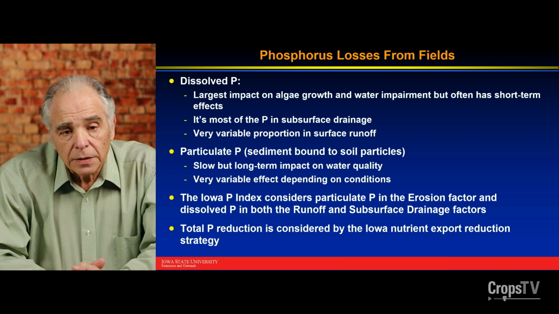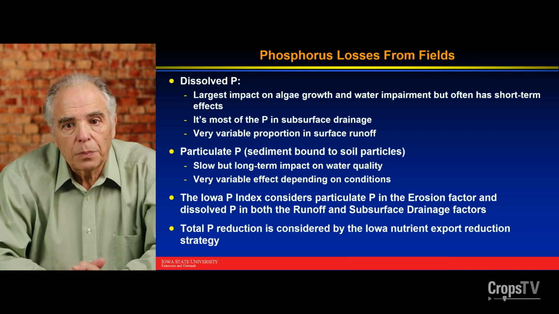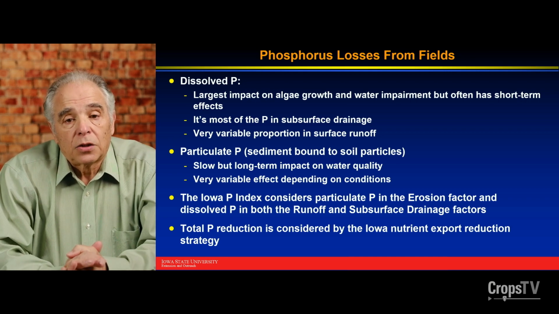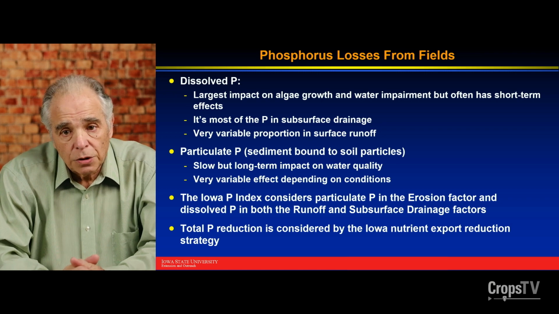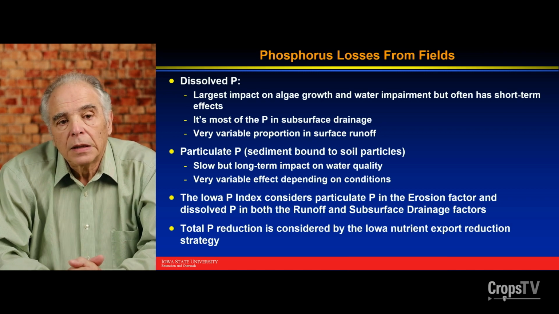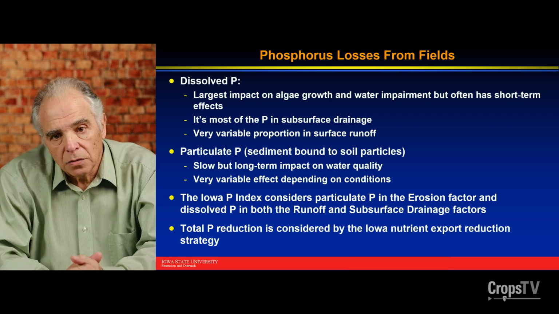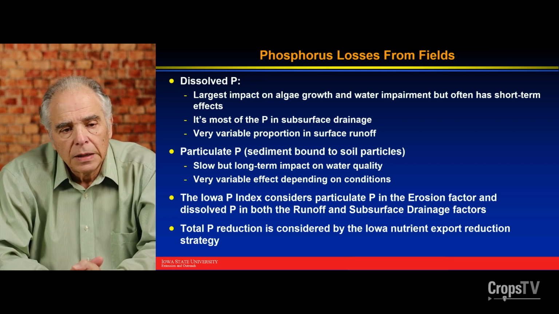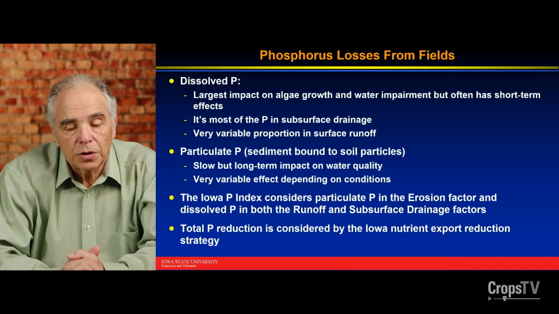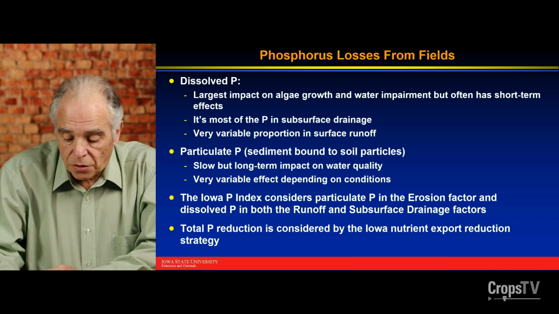The Iowa P index considers both particulate P and dissolved P. The particulate P is in the erosion factor of the index, and the dissolved P is in both the surface runoff and the subsurface drainage factors. Now, the total P reduction is considered by the Iowa nutrient reduction strategy.